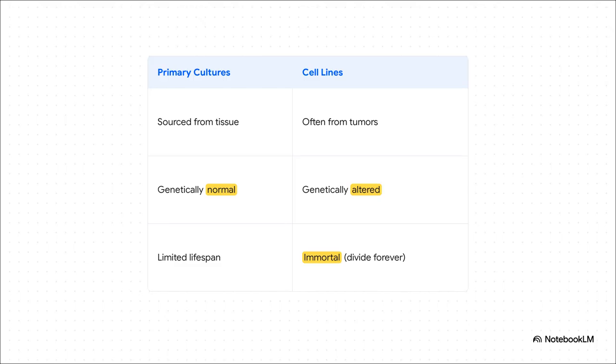They'll only divide about 50 times and then they just stop. The other option is to use a cell line. These are often started from tumors and they've been genetically changed so that they are immortal. They can divide forever, which makes them the workhorses of the lab. But you always have to keep in mind they aren't exactly normal cells anymore.